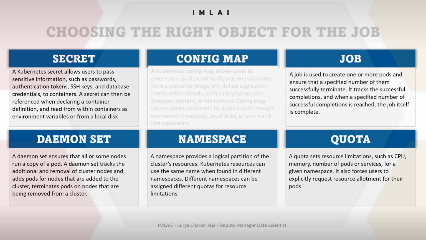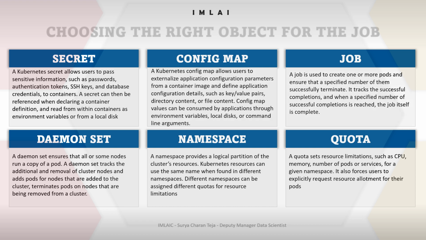Then we have a config map. A Kubernetes config map allows users to externalize application configuration parameters from a container image and define application configuration details, such as key value pairs, directory content, or file content. So config map values can be consumed by applications through environment variables, local disks, or command line arguments.